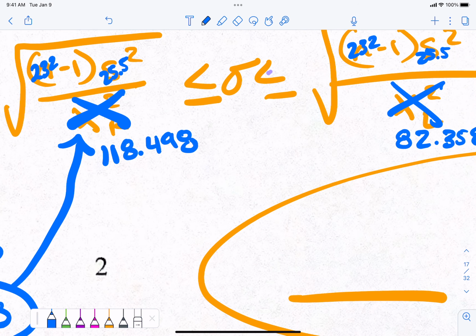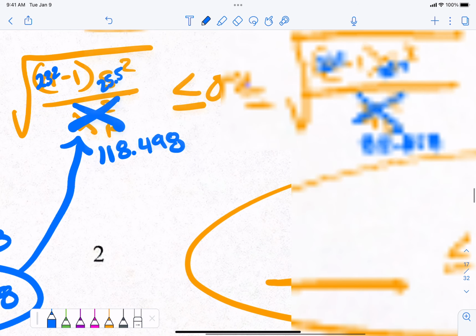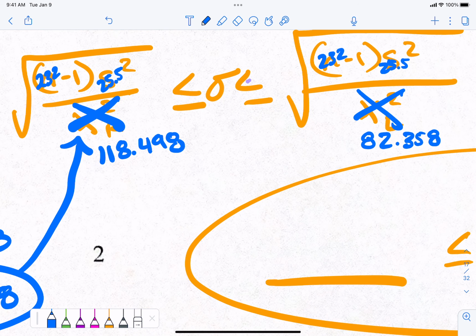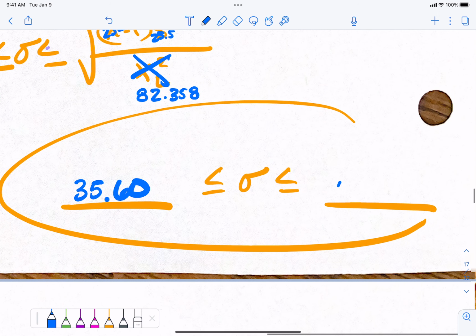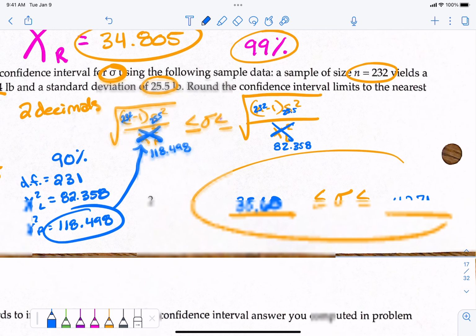Times 25.5 squared, divided by 118.498 and 82.358. I got 35.60 and 42.71, rounded to 2 decimal places.